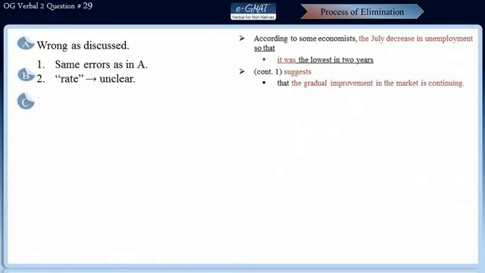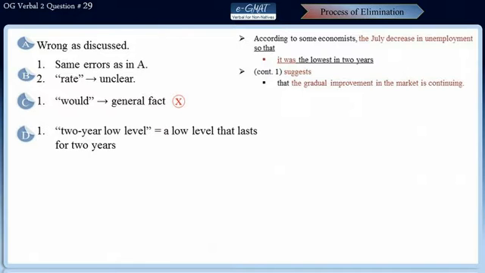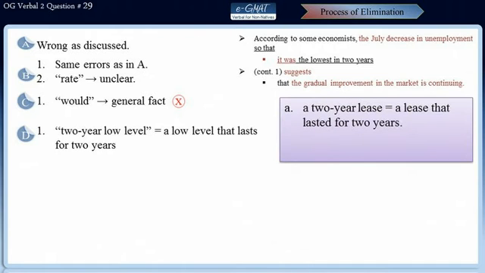In choice C, we have conditional would talking about a general fact. This usage is incorrect. This makes choice C incorrect. In choice D, we have the phrase 2-year low level. Now this phrase suggests a low level that lasted for 2 years, which is very different from saying that the level was lowest in 2 years. Let's take an example. When we say a 2-year lease, it means a lease that lasted for 2 years, which is very different from saying that a 2-year level, it's very different from saying lowest level in 2 years.